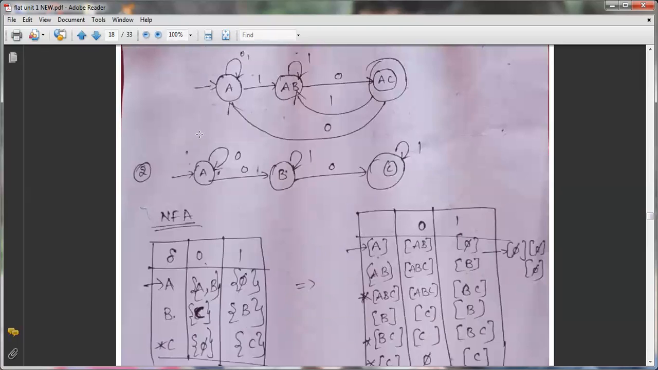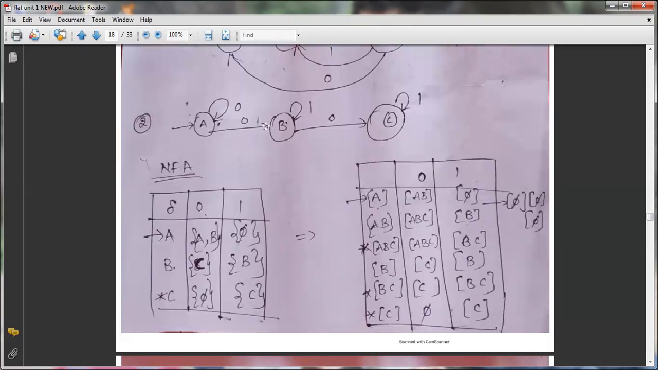Next example I will take. So is this an NFA or not? Yes, it is an NFA. So what do we have to do? We have to convert this into a DFA. So first we have to draw the transition table for the NFA.